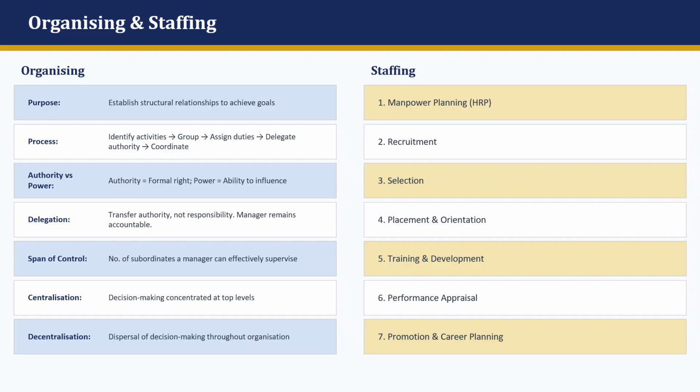Span of control refers to the number of subordinates a manager can effectively supervise. Centralization refers to decision making at the top level, while decentralization refers to the dispersal of decision making. Staffing involves manpower planning, recruitment, selection, placement, and orientation, training and development, performance appraisal, and promotion and career planning.